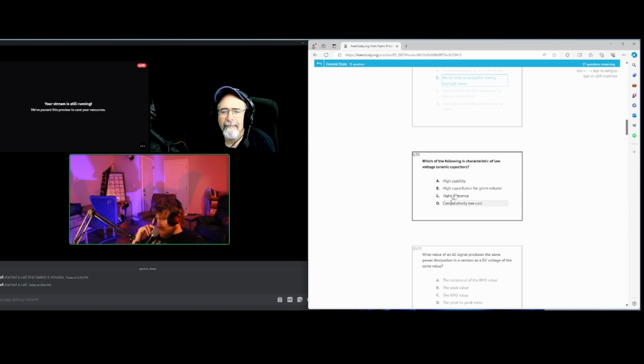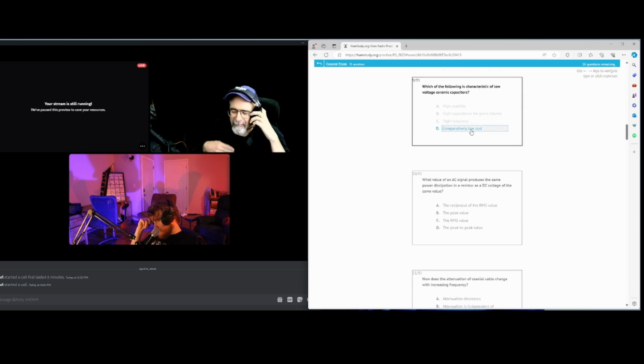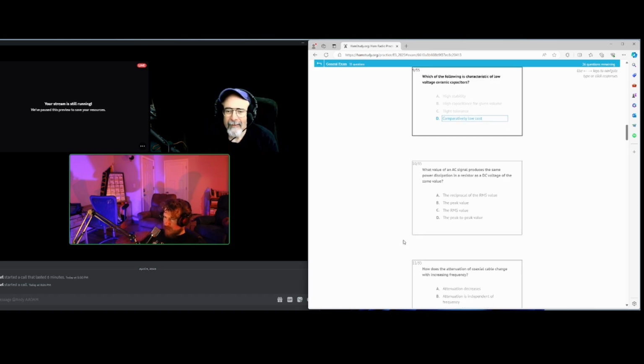Which of the following is characteristic of low voltage ceramic capacitors? High stability, high capacitance for a given volume, tight tolerance, comparatively low cost. We're doing low cost on that one. Ceramic, I always think cheaper probably.